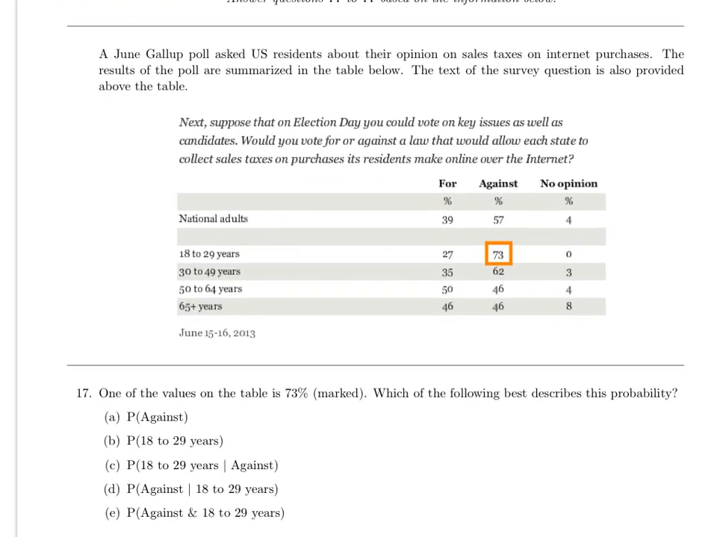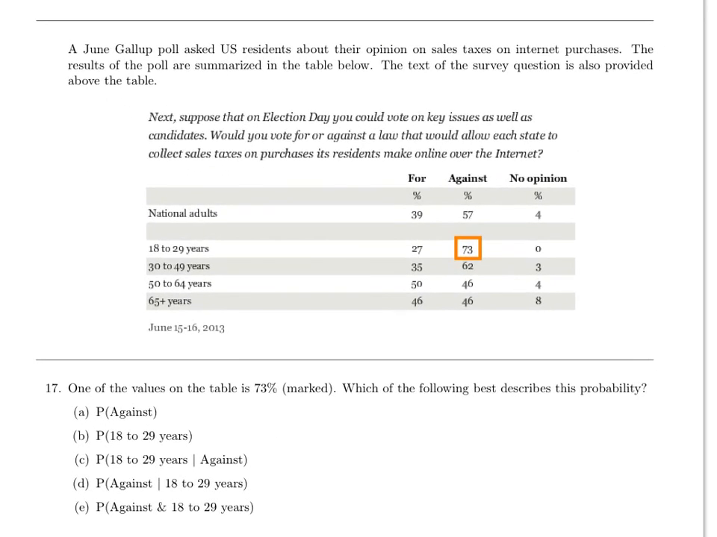Okay. So we have this Gallup poll results, and this is just a screenshot from Gallup.com. This is what they posted. So we're looking to see this 73%. What is that the probability of? How would I go about reasoning through what that is the probability of? It obviously has to do something with 18 to 29 years and something with against, but that doesn't really help me, right? With these options.